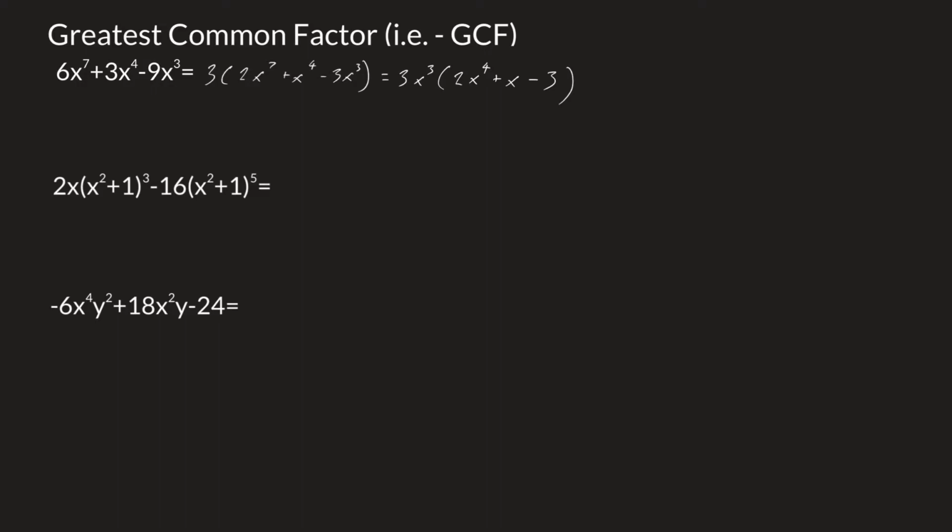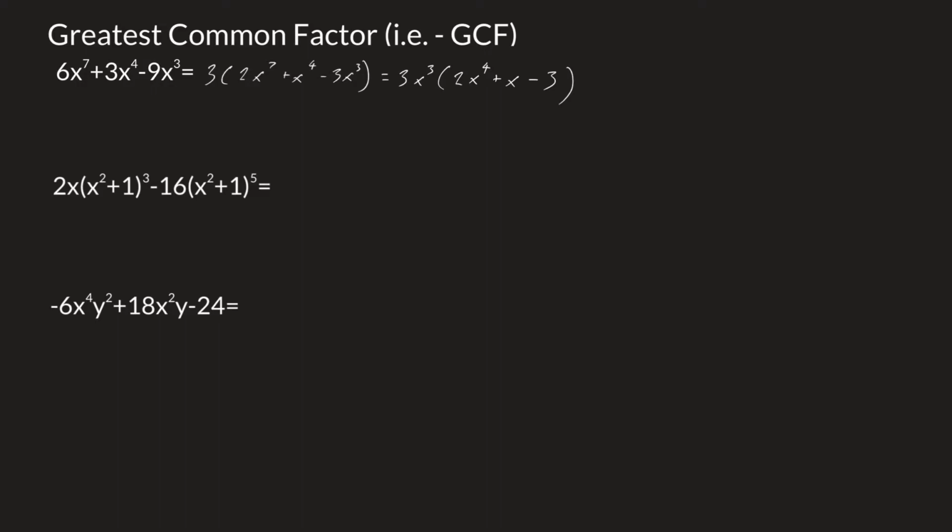So what do they have in common? Well, from what I see, each term has x squared plus 1, right? So we could factor out an x squared plus 1, but pay attention that the x squared plus 1 in each term is raised to a certain power. It seems like we could afford to factor out an x squared plus 1 to the 3rd power on both, right? So here we'll be left with x squared plus 1 to the 2nd power after we factor it.